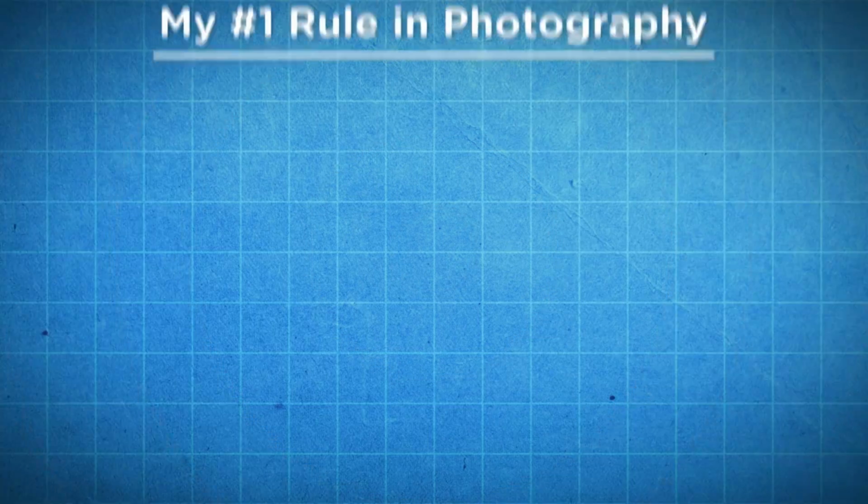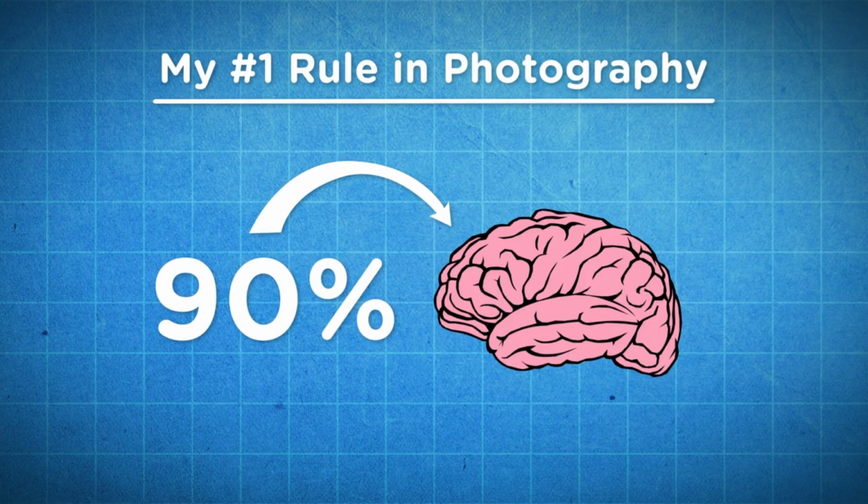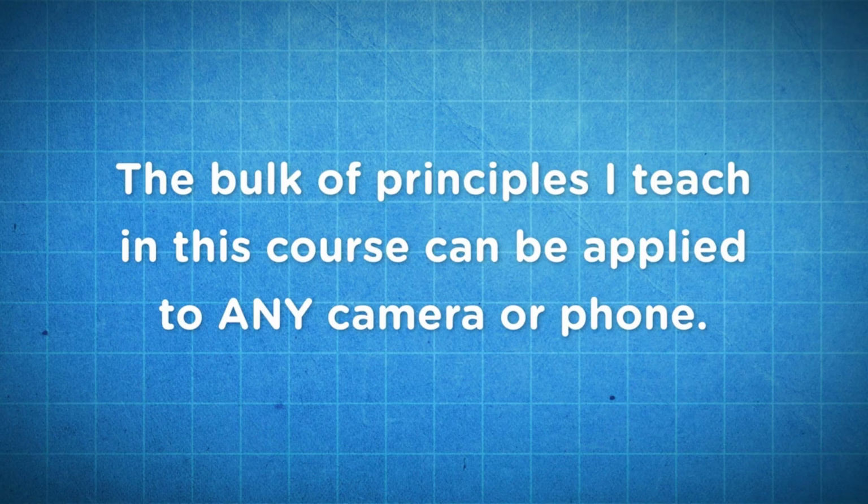My number one rule in photography is 10% gear and 90% what's up here. If you don't have an iPhone, that's perfectly okay, because the bulk of the principles that I teach in this course can be applied to any camera or phone. It's less about what you use and more about how you use it. But this course is designed around the latest iPhone and iOS.